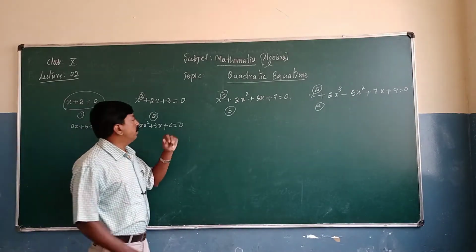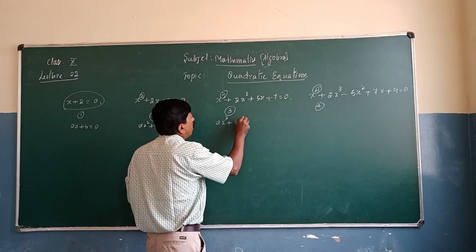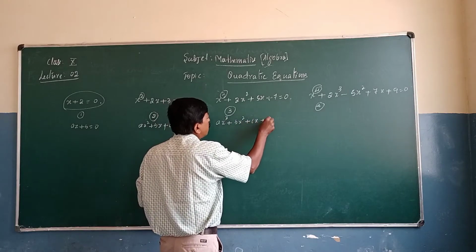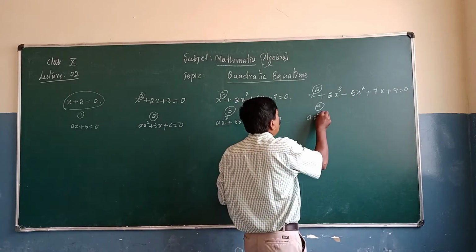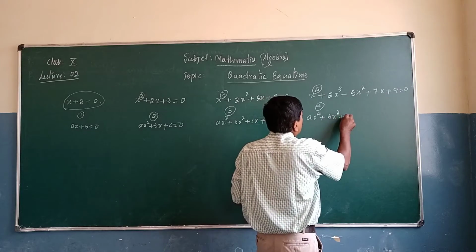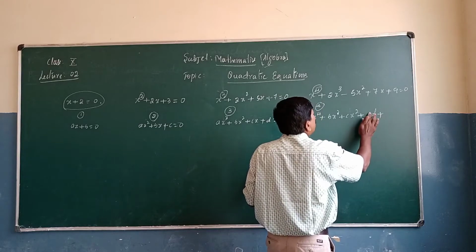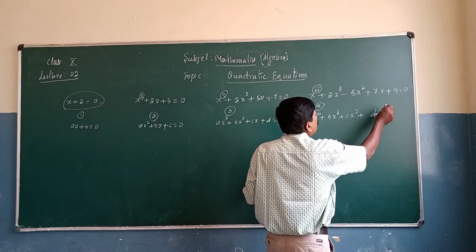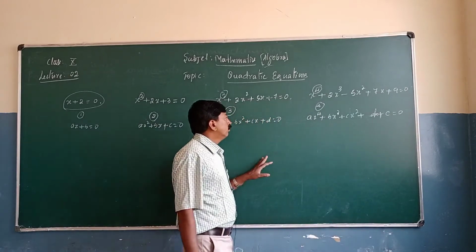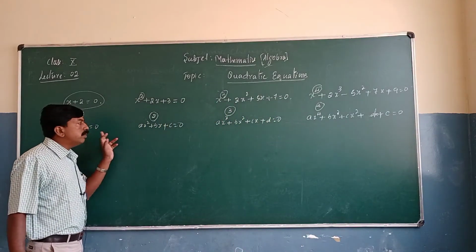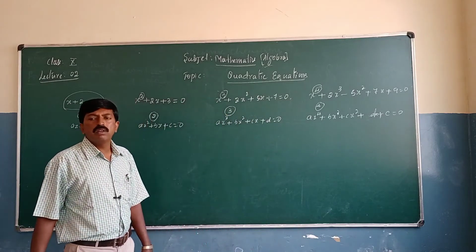x is a variable. Here ax to the power of 3 plus bx square plus cx plus d is equal to 0. Now here ax to the power of 4 plus bx cube plus cx square plus dx plus e is equal to 0. a, b are real numbers; a, b, c are real numbers; a, b, c, d are real numbers; a, b, c, d, e are real numbers.